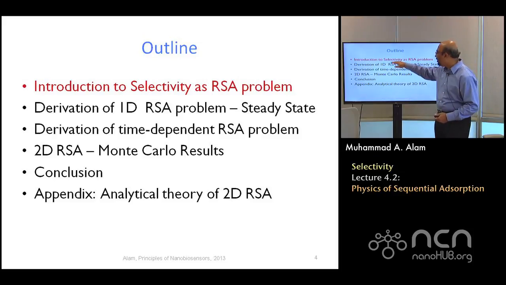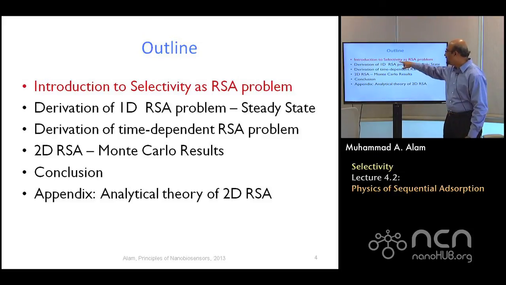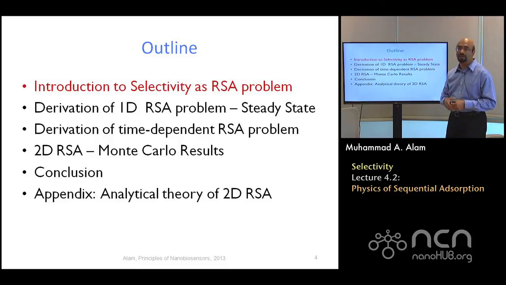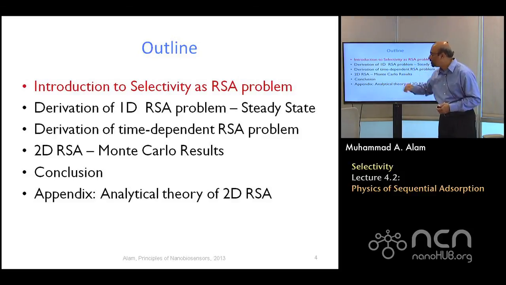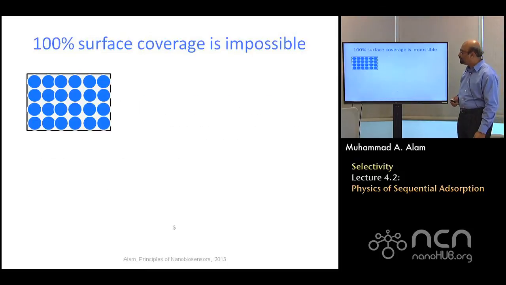So today I'll be talking about a selectivity problem arising from random sequential absorption. The molecules are coming down randomly, one after another, and sequentially getting absorbed on the sensor surface, that is the physics of it. Then I will derive the corresponding limits and show you some results before I conclude.